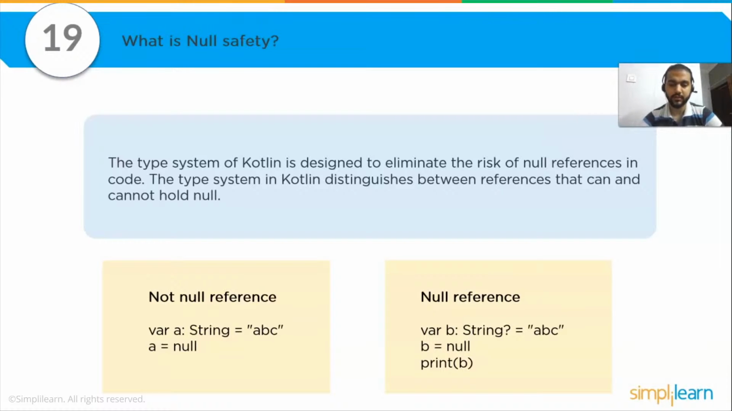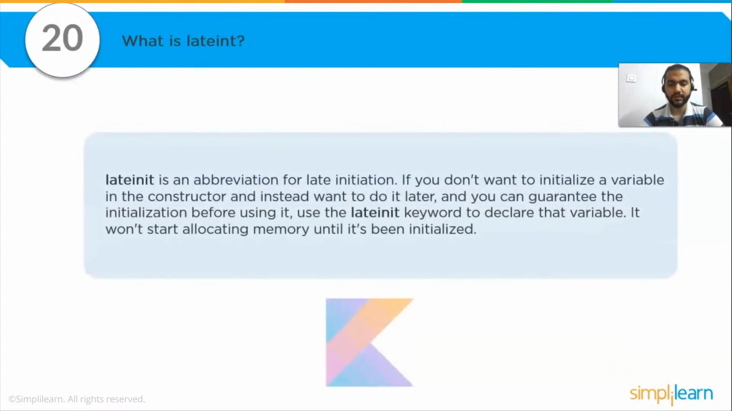So now our next question, that is the 20th question, is what is lateinit? So lateinit is an abbreviation for late initialization. If you don't want to initialize a variable in the constructor and instead want to do it later, and you can guarantee the initialization before using it, use the lateinit keyword to declare that variable. It won't start allocating memory until it's been initialized.